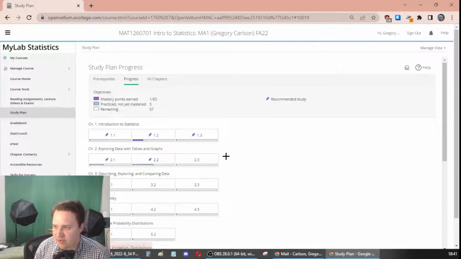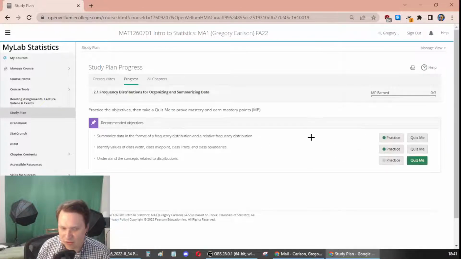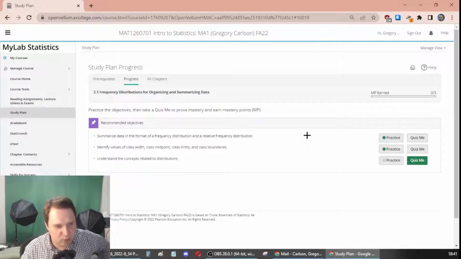So good luck on these study plans. I think the 2.1 sections are the most difficult. It's okay if it takes more than one attempt. Please email me if you have questions. I would be happy to answer them. And good luck on your homework.